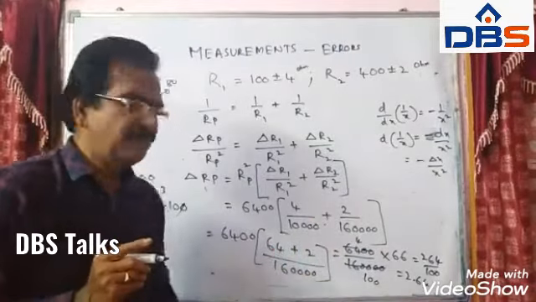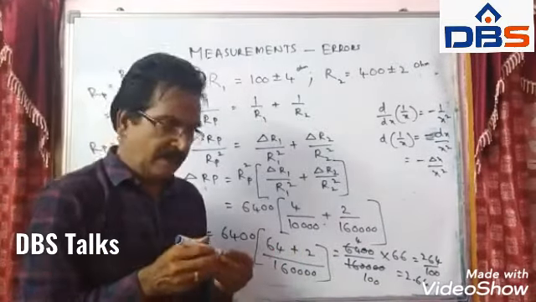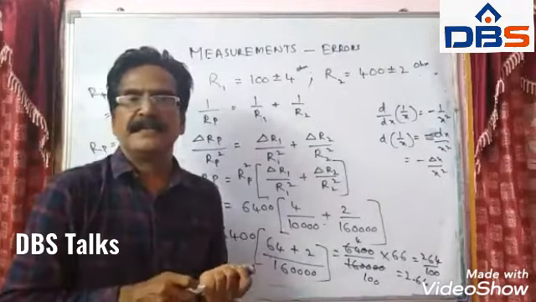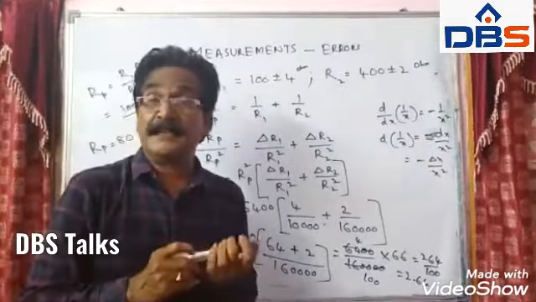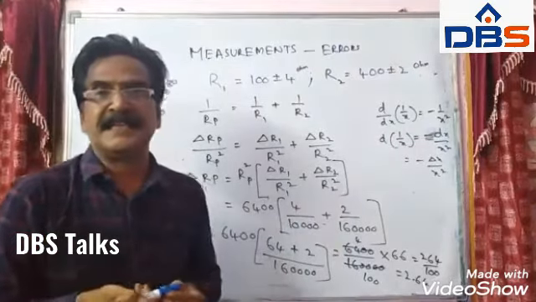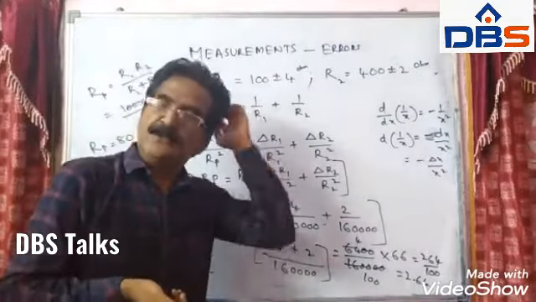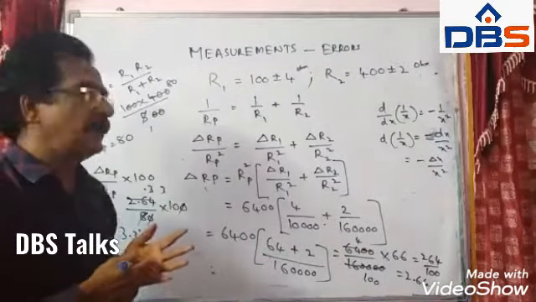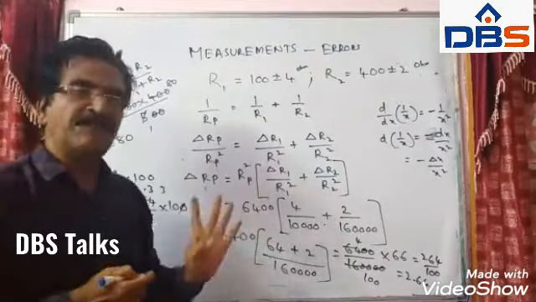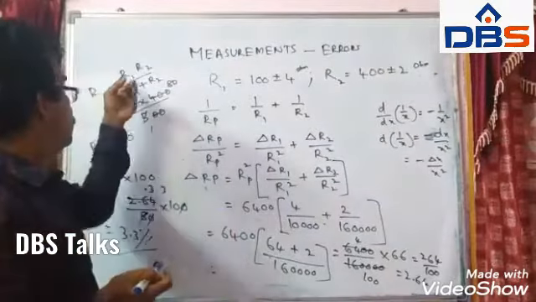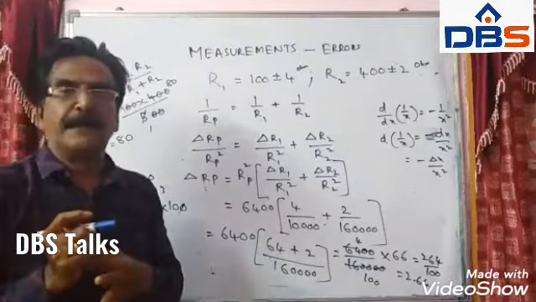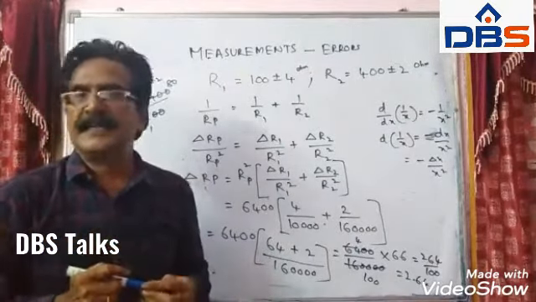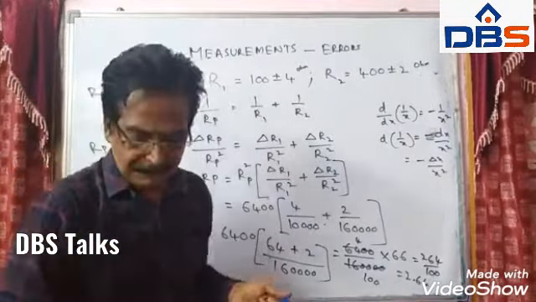Okay friends, this is a very important problem. When two resistors are connected in parallel, the percentage error in the effective resistance is delta RP by RP into 100. From this equation you can find delta RP, and from this equation you can find RP. By doing delta RP by RP into 100, you get the error percentage.